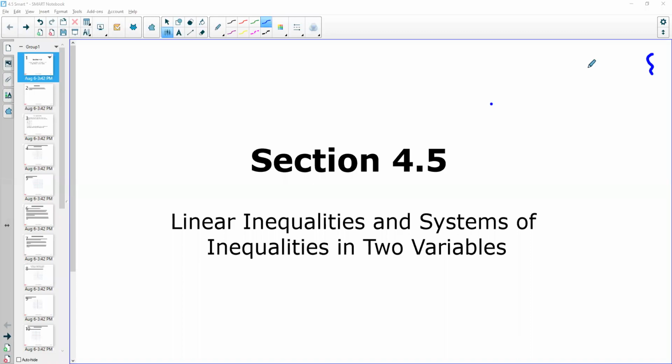Hey everybody, this is the notes for 4.5. This is the last section in chapter 4, just so you're aware. This is linear inequalities, and systems of inequalities in two variables. So it's essentially all the work we've been doing, but because there's inequalities, because it's greater than, less than, greater than or equal to, less than or equal to, there's just an additional step to consider, especially when we graph.